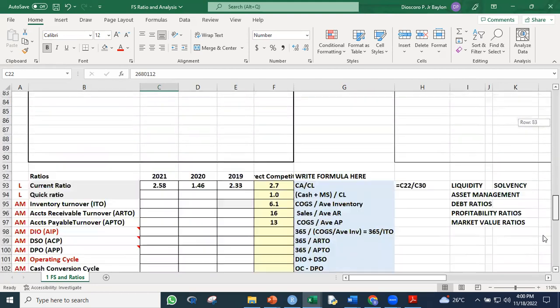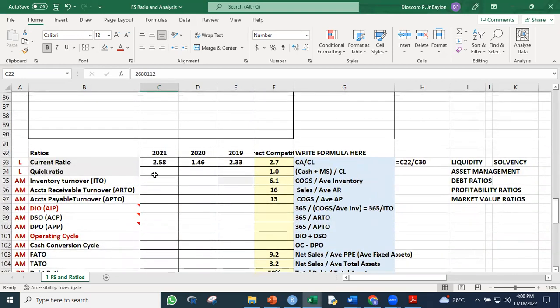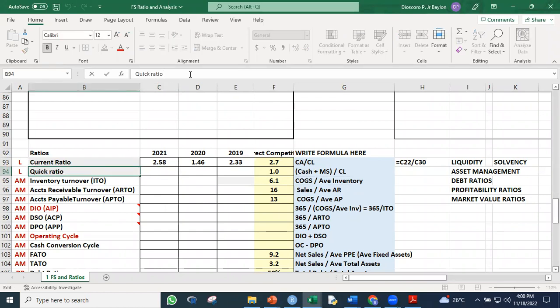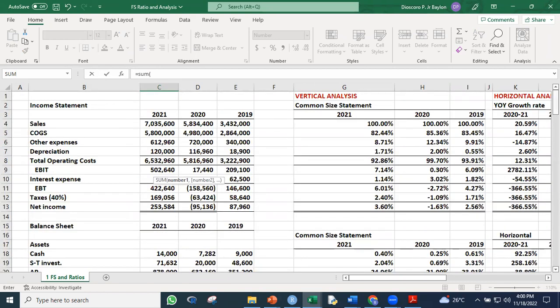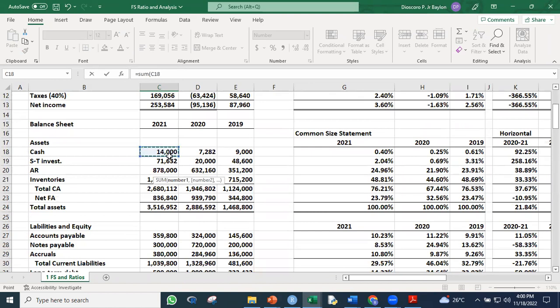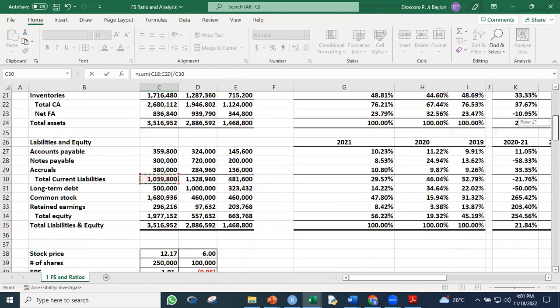And lastly for liquidity, since it's almost time, is our quick ratio. Another name for this is the acid test ratio. What we use is only cash, marketable securities, and receivables, just those three, divided by current liabilities.